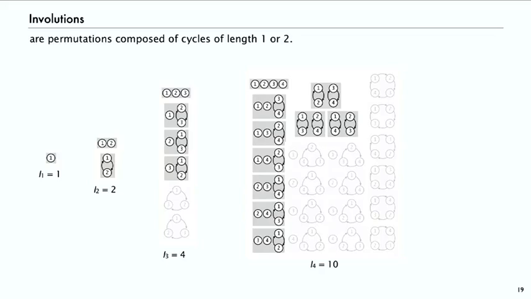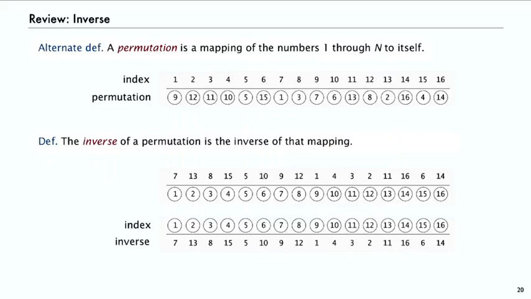So the question we're going to want to take a look at is how many involutions there are. Involutions are actually interesting combinatorial objects with lots of applications. One way to see it is to think again about inverses. Remember, a permutation is a mapping. If we look at the permutation as a mapping of the numbers 1 through n to itself, then the inverse is the inverse of that mapping. So if we think of students in rooms and sort by room and flip the rows, we get the inverse.